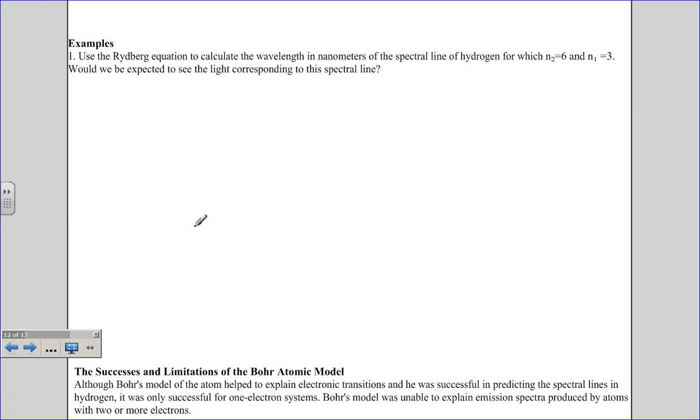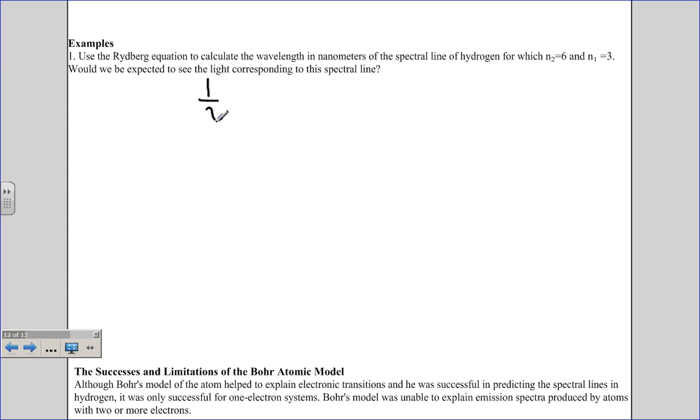So let's look at an example here. We want to use the Rydberg equation in order to calculate the wavelength in nanometers of the spectral line of hydrogen, for which N2 is equal to 6 and N1 is equal to 3. Would we expect to see light corresponding to the spectral line? So this is what I discussed previously, and being told in the question to use the Rydberg equation.